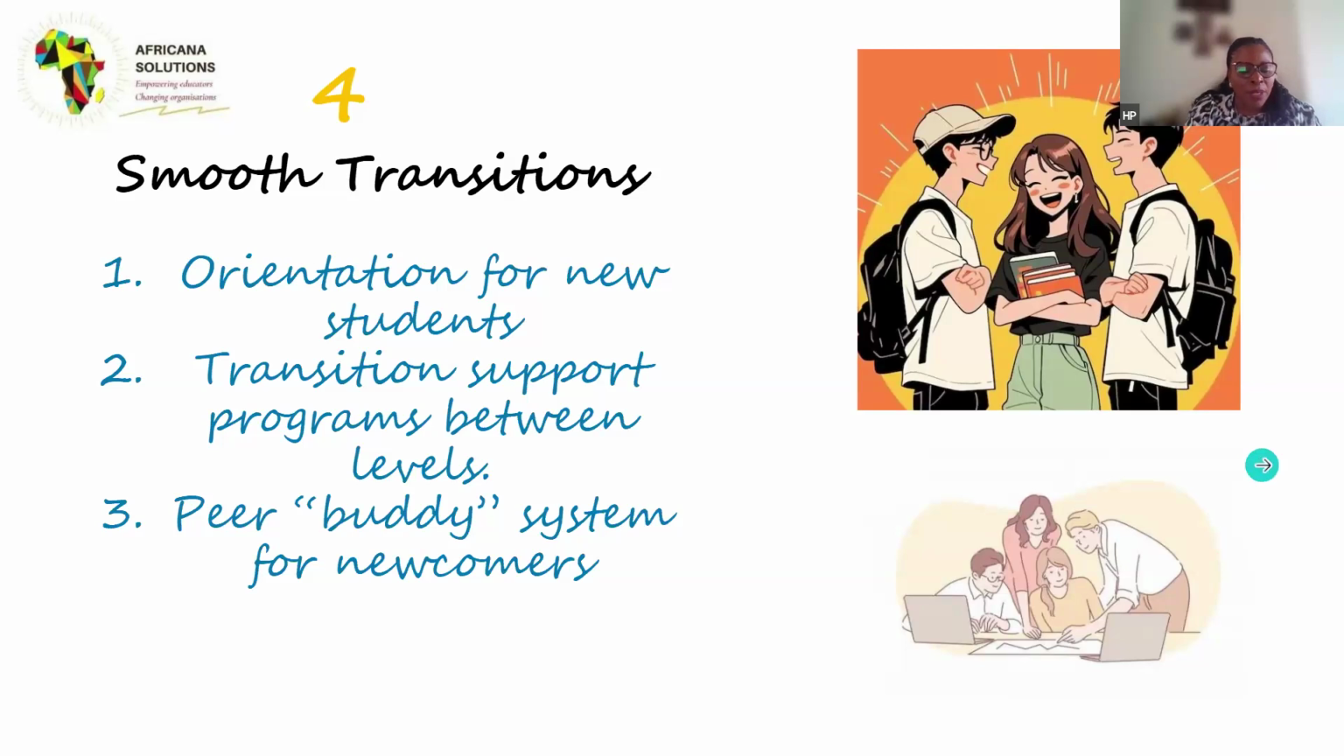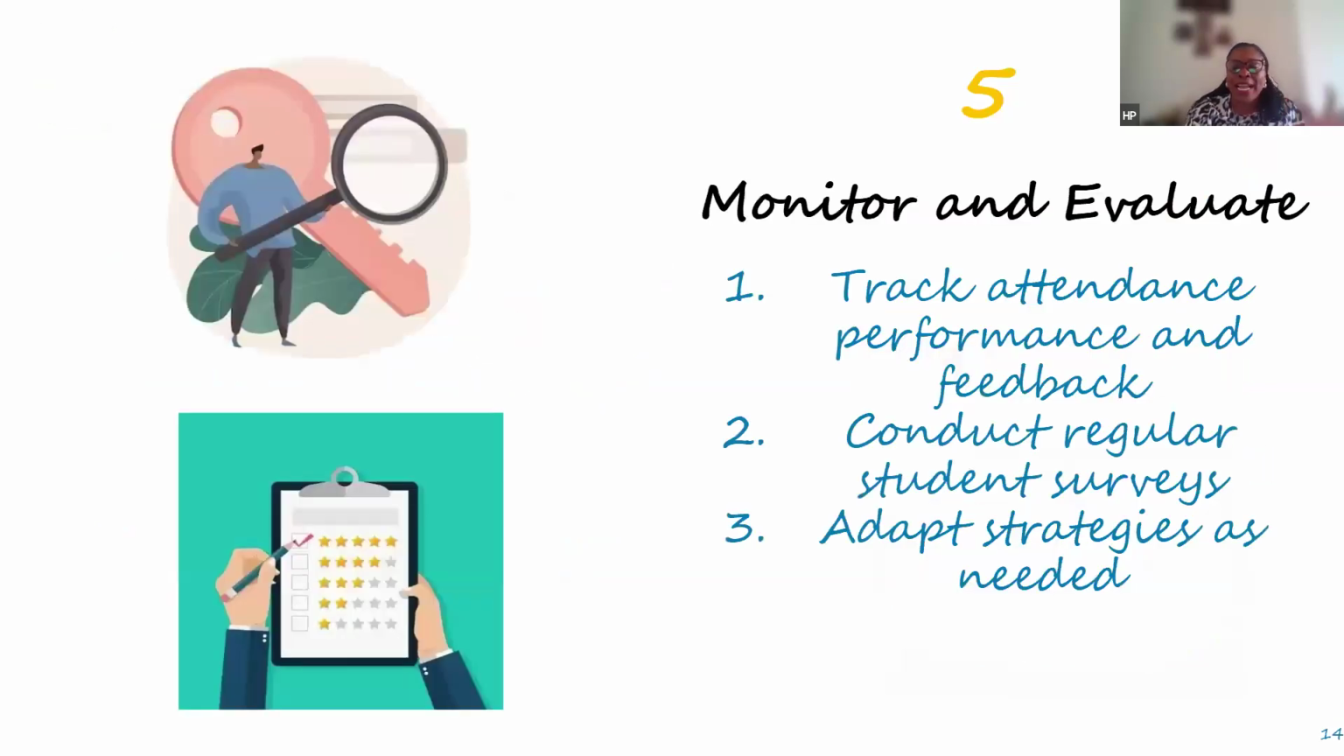And then monitor and evaluate. Track attendance, performance, and feedback. Track attendance. Maybe before a parent leaves your school, what policy have you put in place for them? That's feedback. Let it become part of your policy. Before you take your child out of our school, maybe if you're relocating to another country, let us know why you're leaving. It helps. Conduct regular student surveys.